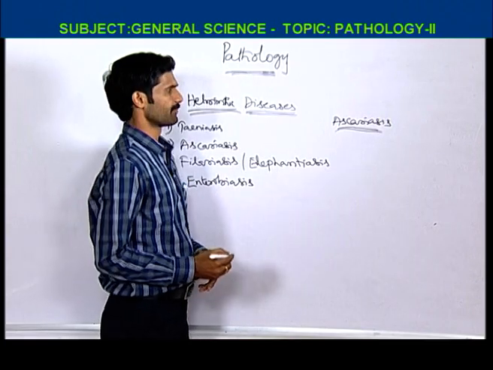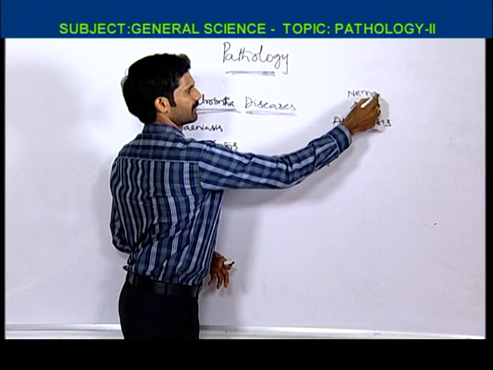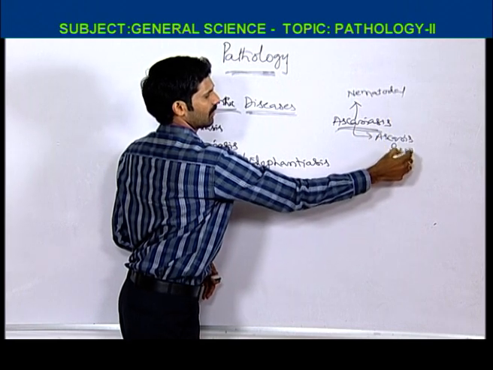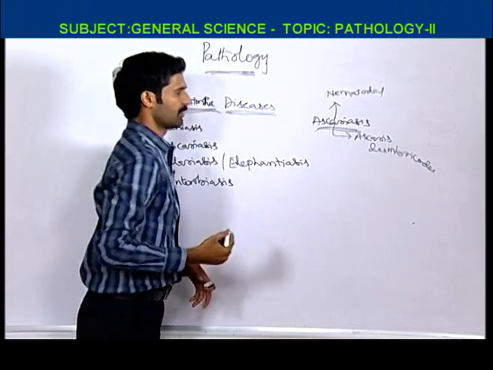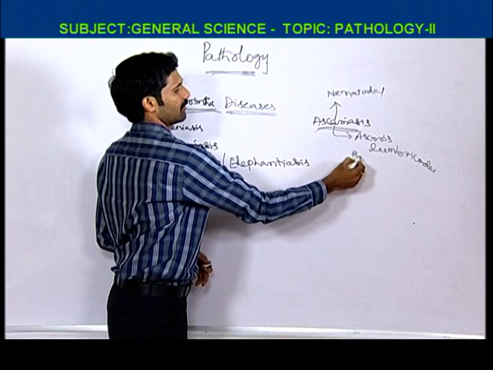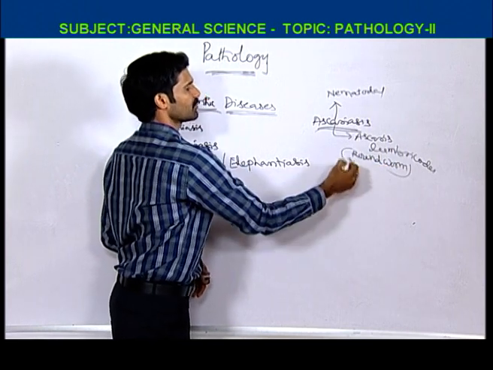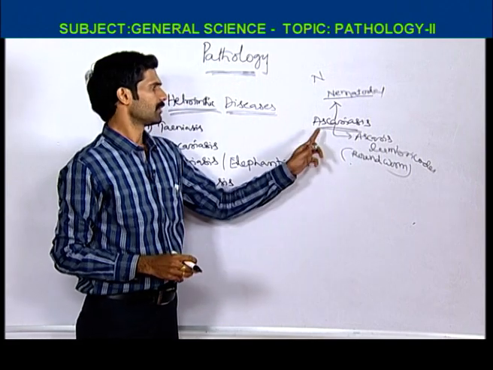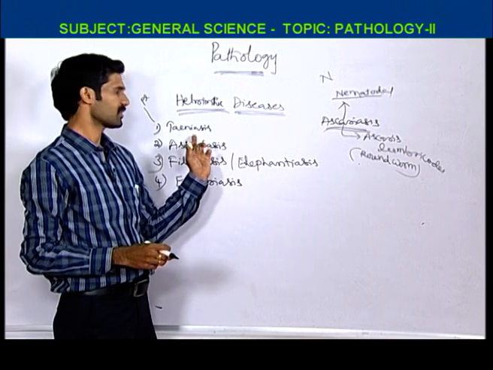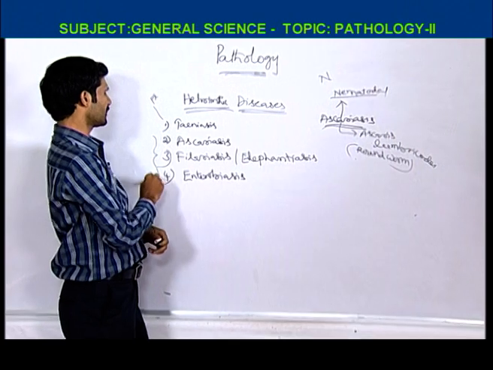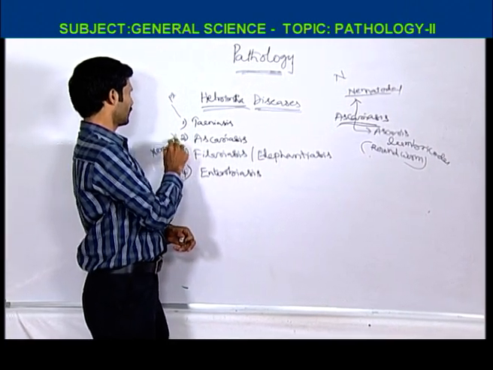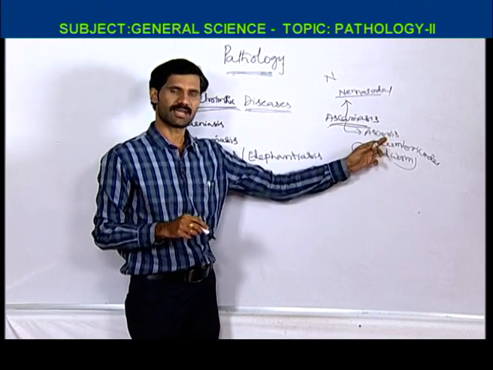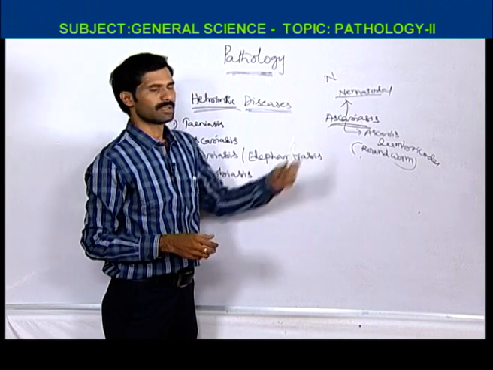Next, ascariasis. It is a nematodal disease, because it is caused by Ascaris lumbricoides, commonly called roundworm, which belongs to phylum Nematoda or Nemathelminthes. Only the first one, Taenia solium, which causes teniasis, belongs to Platyhelminthes. The remaining three are nematodal parasites. Ascariasis is caused by Ascaris lumbricoides, commonly called roundworm. It is a nematodal parasite, no doubt.